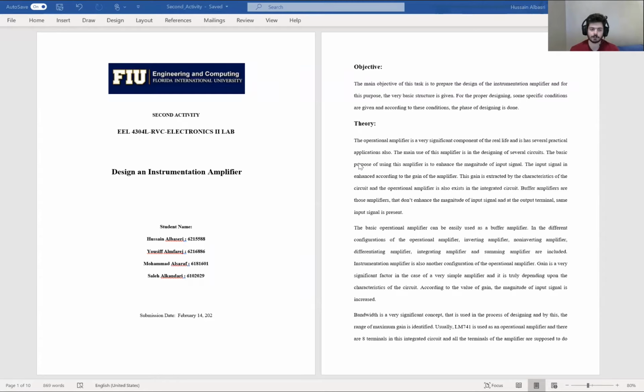For the theory part, the operational amplifier is a very significant component. It has several practical applications, and the main use of this amplifier is in the designing of several circuits. The basic purpose of using this amplifier is to enhance the magnitude of the input signal. The input signal is enhanced according to the gain of the amplifier. This gain is extracted by the characteristic of the circuit, and the operational amplifier also exists in the integrated circuit.